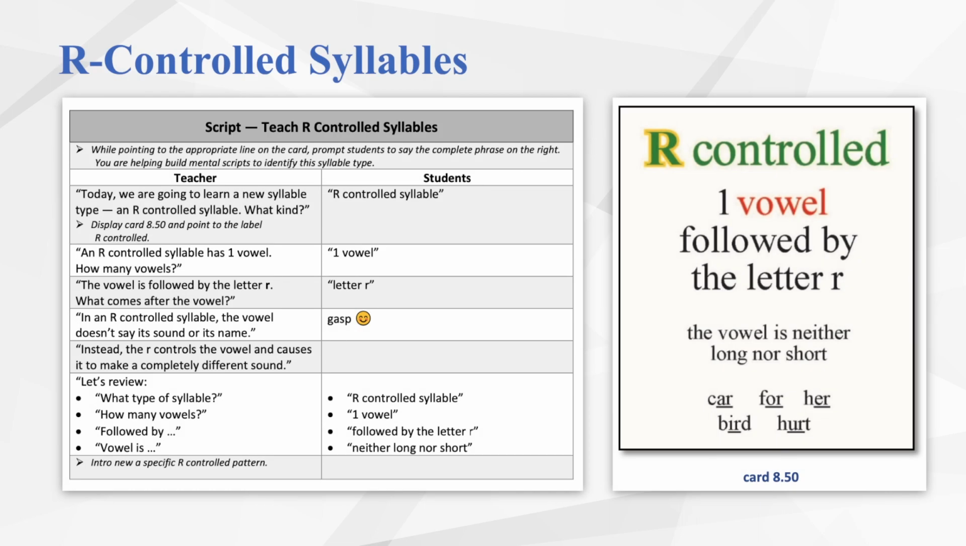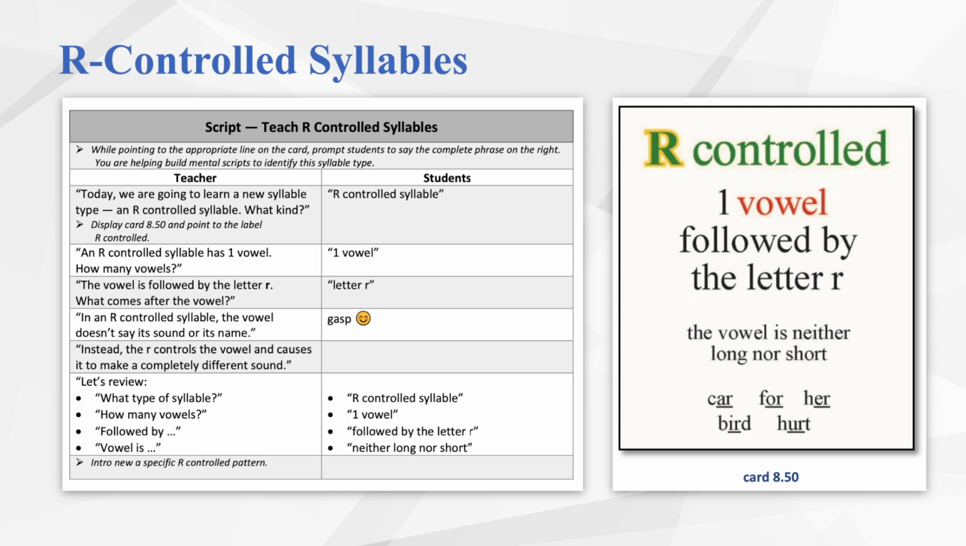Let's begin by talking about the R in clover. R stands for an R-controlled syllable. On the screen, you'll see the script for introducing an R-controlled syllable, as well as the card from Deck 8 to support instruction. Looking at the script, you'll see that an R-controlled syllable is identified by one vowel, and that one vowel is immediately followed by the letter R. So the order matters here. The R must come after the vowel, immediately after the vowel.